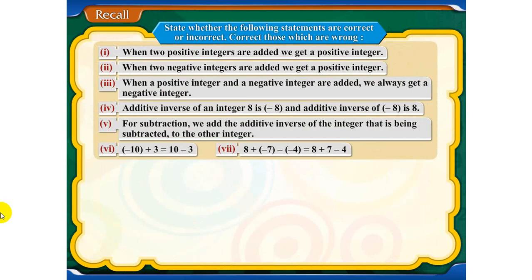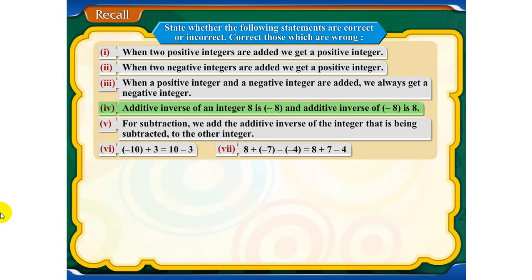State whether the following statements are correct or incorrect. Correct those which are wrong. 1. When two positive integers are added, we get a positive integer. 2. When two negative integers are added, we get a positive integer. 3. When a positive integer and a negative integer are added, we always get a negative integer.